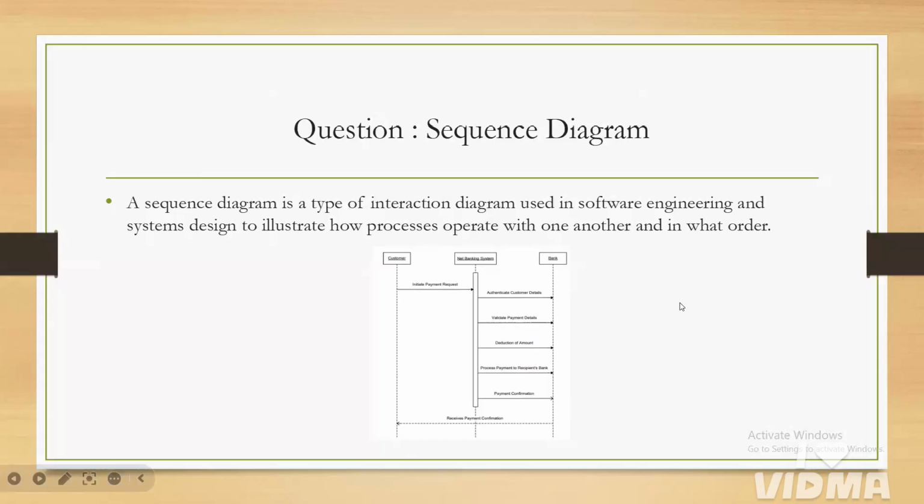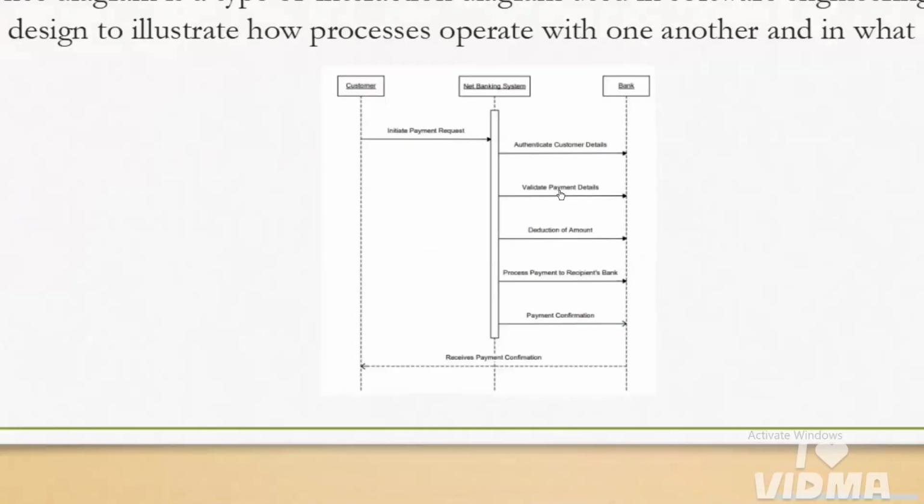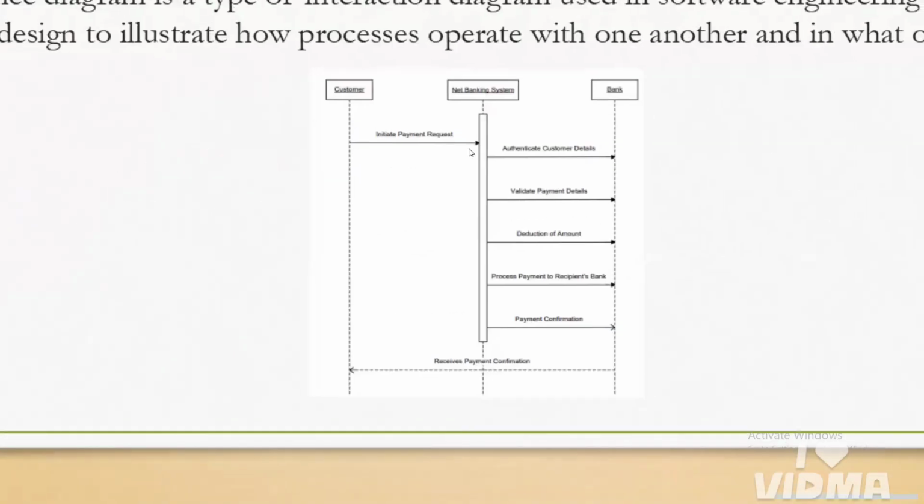So here you can see the customer, he will be initiating the payment. Here you can see the net banking system, and here the bank. The customer will be initiating the payment request, and then authenticating the customer details, whether they are correct or wrong, validating payment details, deduction of amount, processing payment to the receiving bank, and payment confirmation. The confirmation is received from the bank directly and goes to the customer. This is the process flow when we are choosing this net banking system.